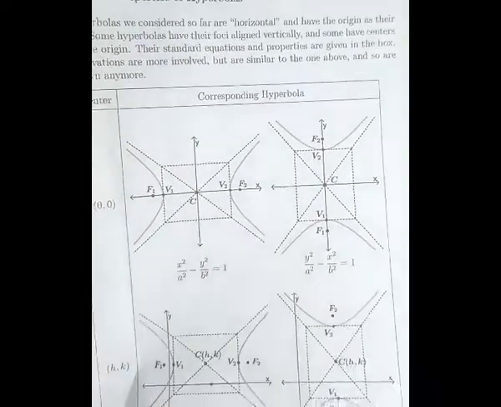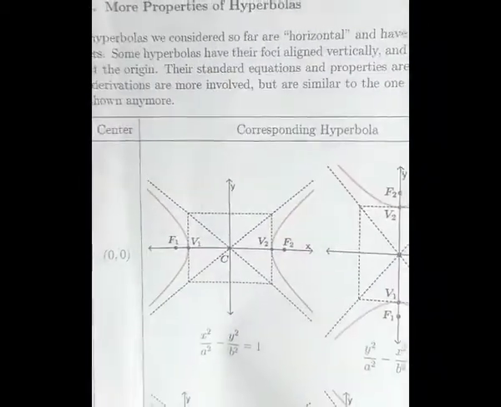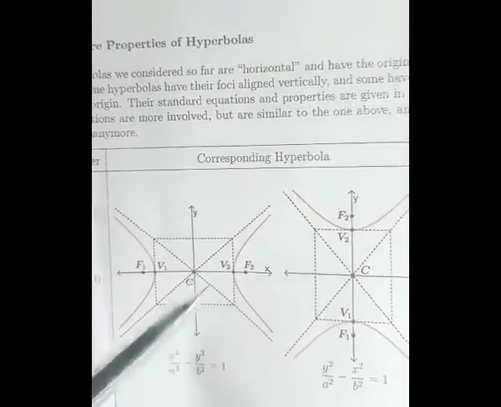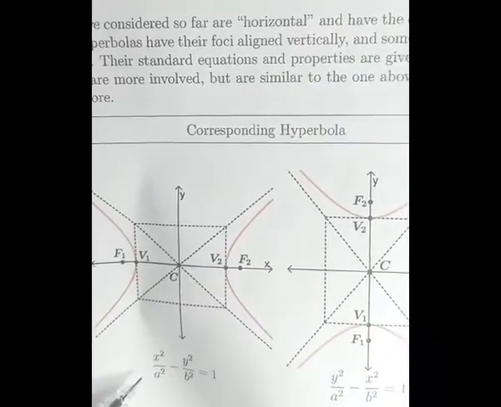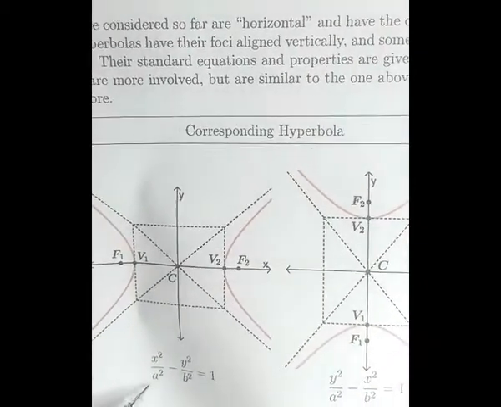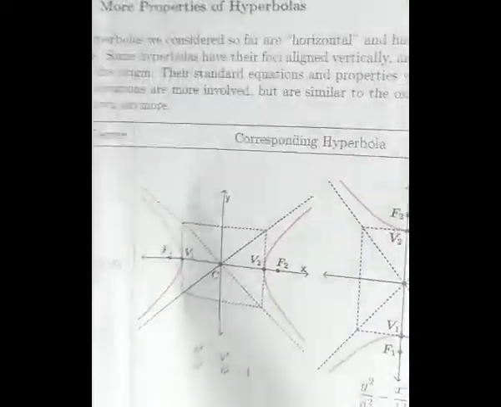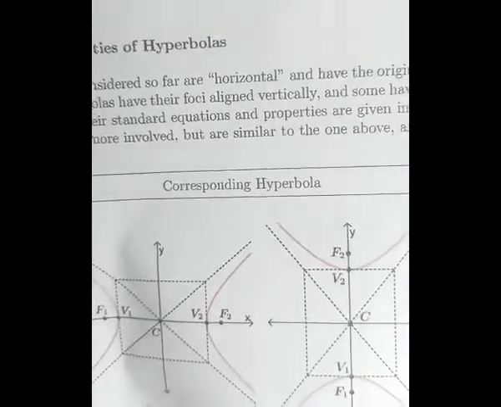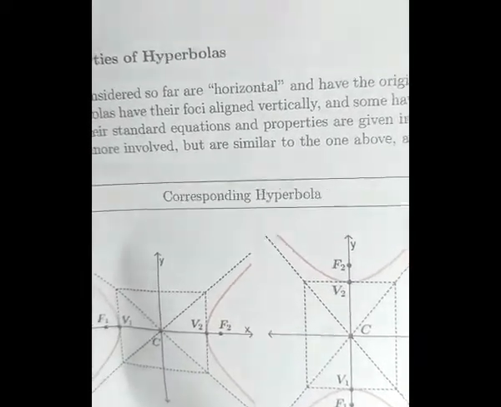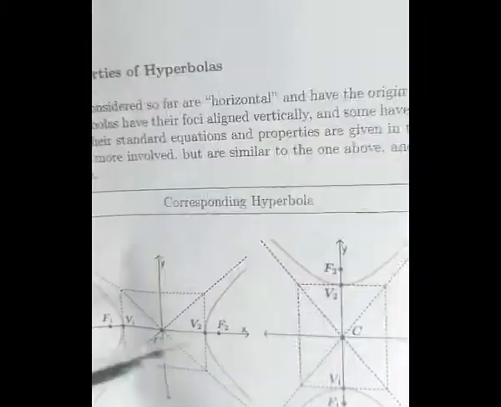Okay, let us take note of the hyperbola's standard equations. If the hyperbola is horizontal, the x term is positive. In this case, x squared over a squared minus y squared over b squared equals 1. When we graph it, we call this one horizontal, and the transverse axis is along the x-axis.